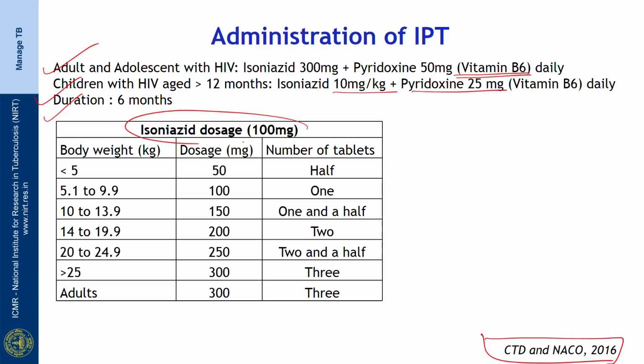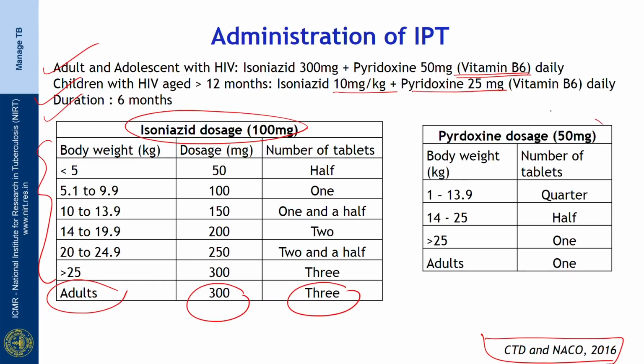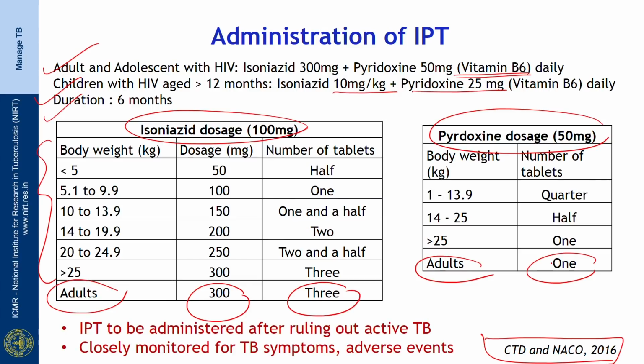The isoniazid is available as 100 mg tablets and the dosage is as per body weight. For adults, it is 300 mg daily or 3 tablets. The pyridoxine is available as a 50 mg tablet, which is also given based on the body weight of the child, and in adults it is 1 tablet to be taken along with isoniazid. The isoniazid preventive therapy has to be always administered after ruling out active TB in this population. They should be closely monitored for TB symptoms and adverse events.